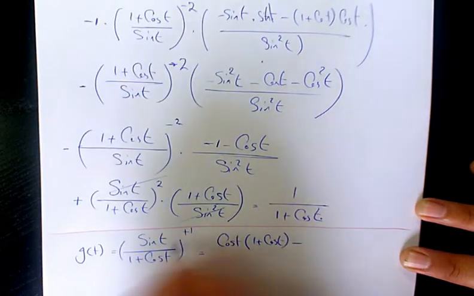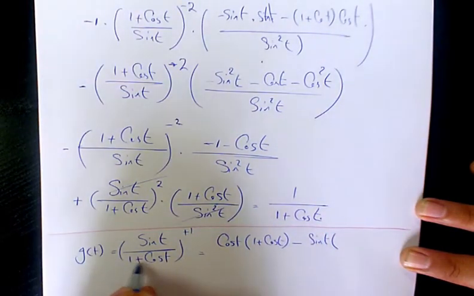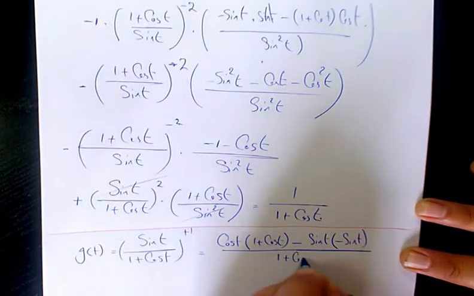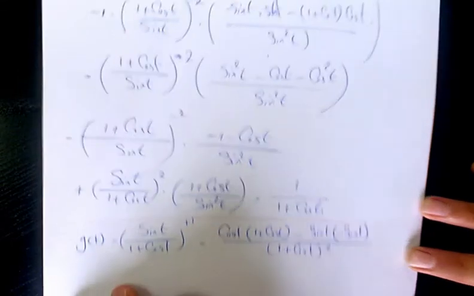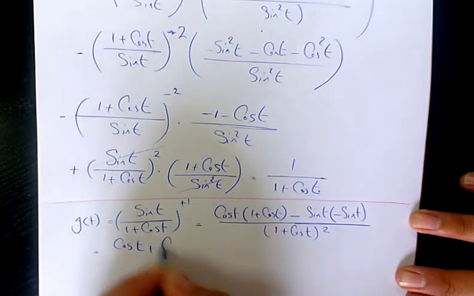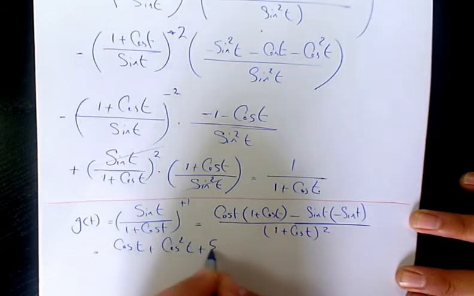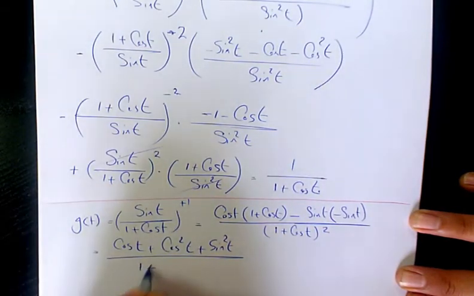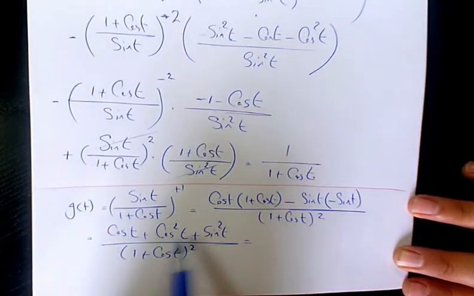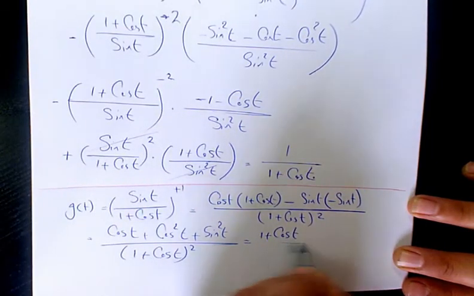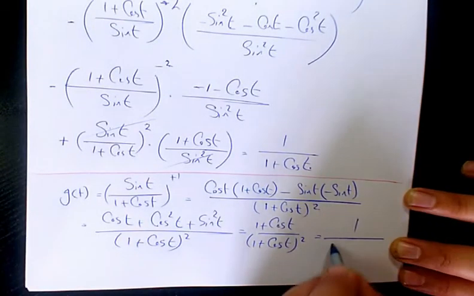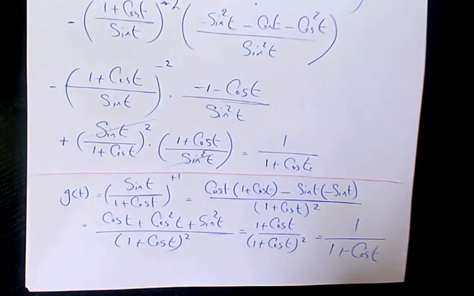t minus sine t times the derivative of 1 plus cosine t, which is negative sine t, over (1 plus cosine t) to the power of 2. Now let's simplify. Cosine t times 1, cosine t. Cosine t times cosine t, cosine squared t, plus sine squared t over (1 plus cosine t) to the power of 2. We know sine squared plus cosine squared is 1, so 1 plus cosine t over (1 plus cosine t) to the power of 2. When you cancel out, it's going to be 1 over 1 plus cosine t. That's going to be the final answer.